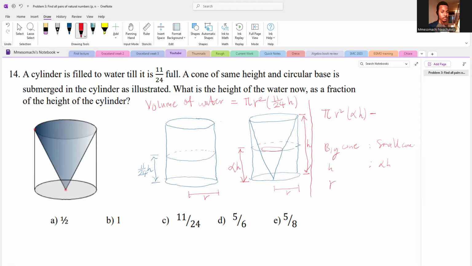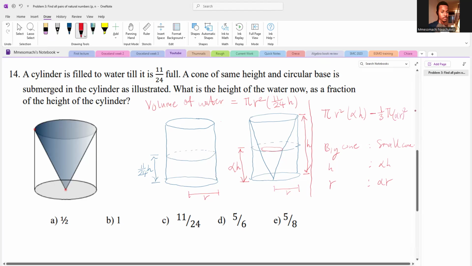So if the radius of the big cone is r, the radius of the smaller cone is going to be alpha r. So we can get the volume of the cone that is submerged in the water. It's going to be, first of all, 1/3, we should not forget our 1/3, 1/3 pi. So instead of r, we put alpha r squared, and then instead of h, we put alpha h. Okay, so let me erase all this.